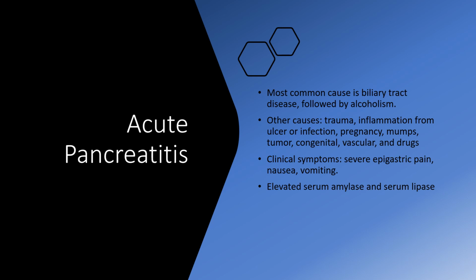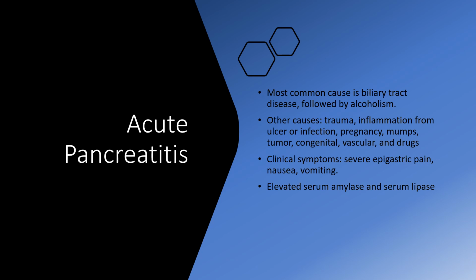Okay, and other reasons that you may see pancreatitis are things like trauma, inflammation from an ulcer, abdominal infections, pregnancy. Pregnancy causes oh so many wonderful things, and one of them is acute pancreatitis. Mumps, tumors, there can be congenital causes, vascular thrombosis or embolism in the arteries and veins that feed the pancreas, and then also drug use.